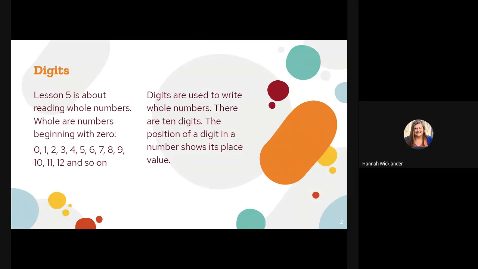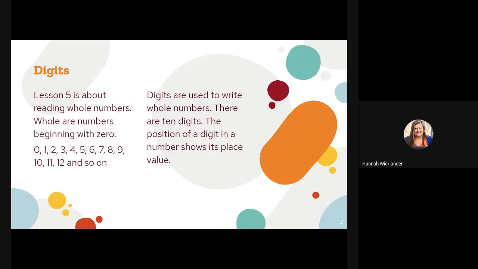Digits. Lesson 5 is about reading whole numbers. Whole numbers are numbers beginning with 0. So 0, 1, 2, 3, 4, and all the way up. Any number that is a whole number is one that's 1, 2, 3, 4, 5. But then there are decimals, which aren't whole numbers, or fractions, which aren't whole numbers. Digits are used to write whole numbers, and there are 10 digits. The position of a digit in a number shows its place value.